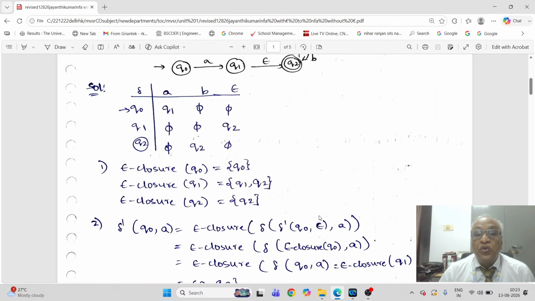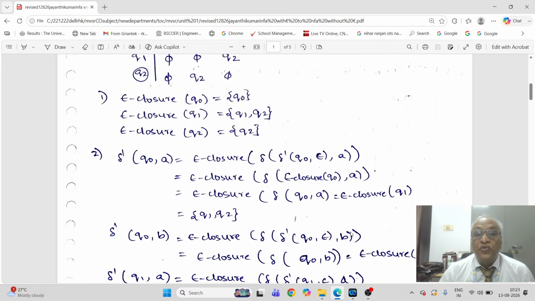And what is this Q0 comma epsilon? Q0 comma epsilon is epsilon closure of Q0. And what is epsilon closure of Q0? Q0. So it will be delta of Q0 comma A. So what is delta of Q0 comma A? Delta of Q0 comma A is Q1. And what is the epsilon closure of Q1? It is Q1 Q2. So this will lead to Q1 Q2.